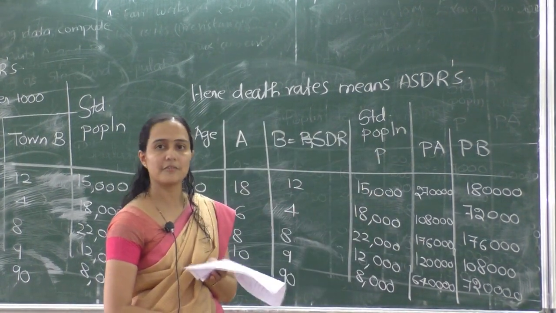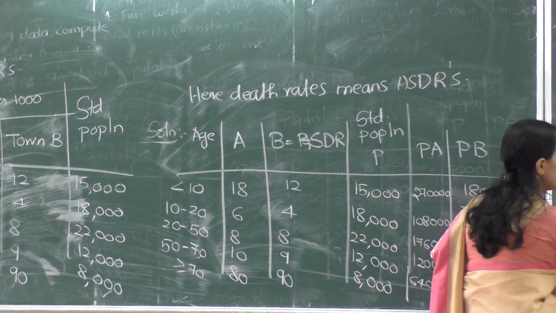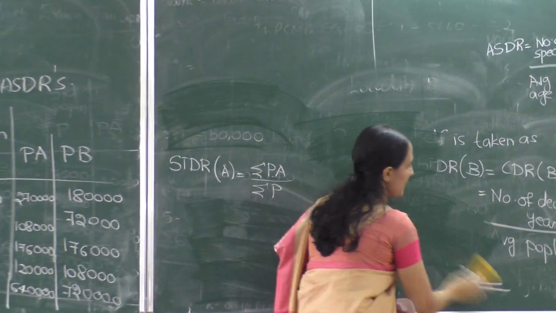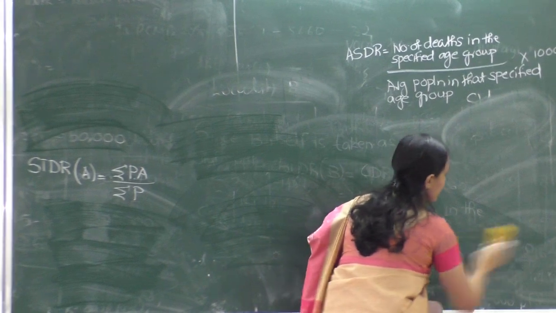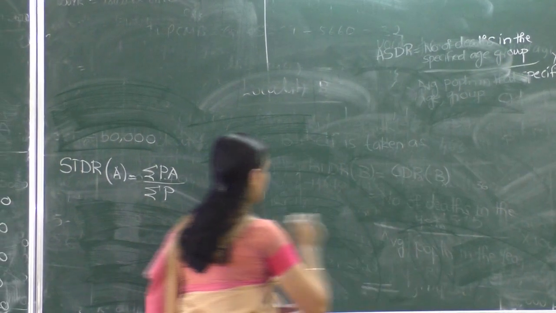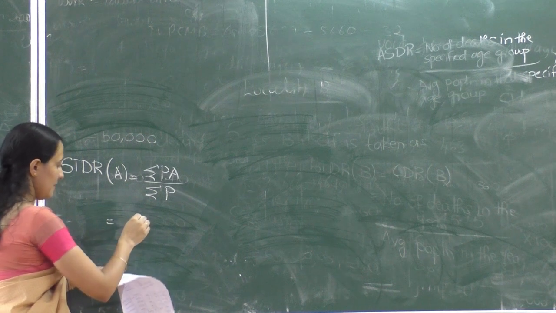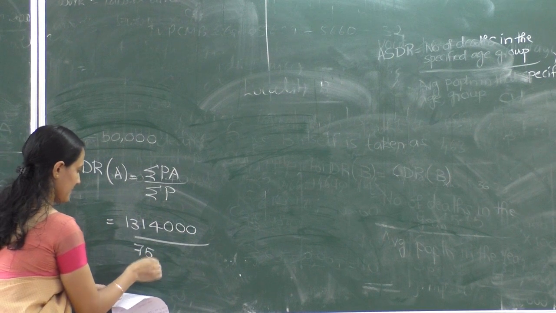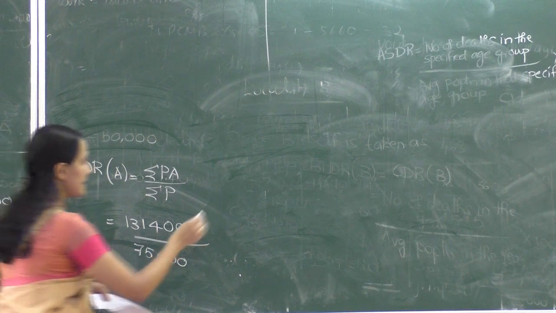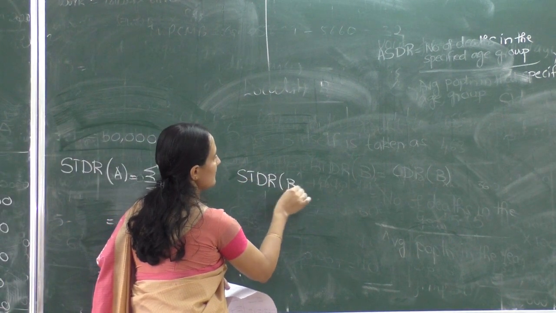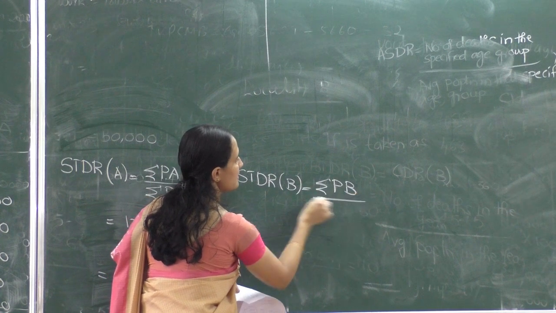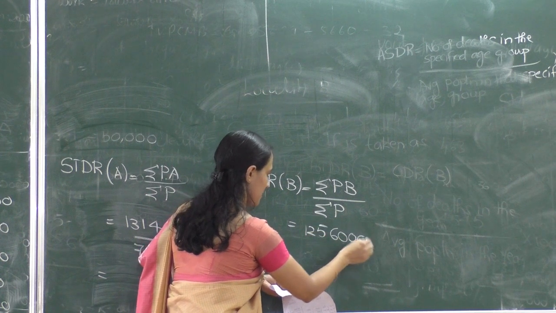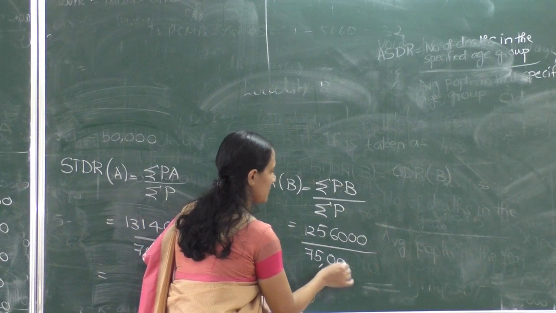Next, STDR of A and STDR of B. The formula for STDR of A is sigma PA divided by sigma P, and STDR of B is sigma PB divided by sigma P. Sigma PA divided by sigma P is the total divided by 75,000, and STDR of B is sigma PB divided by sigma P, 125,600 divided by 75,000.